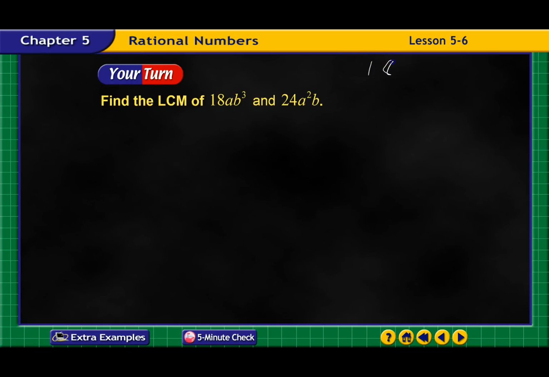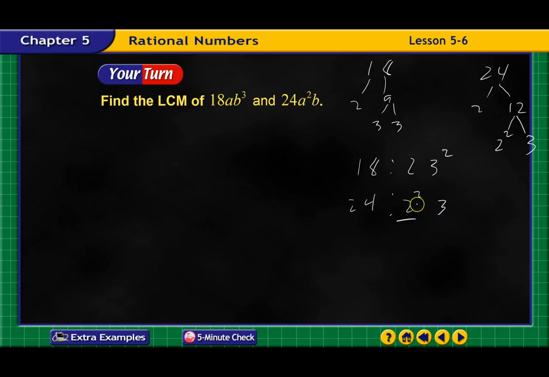Okay, so I'm going to start with 18 and 24, and we're going to prime factor these out. 2 and 9, 3 and 3. I'm going to go 2 and 12. It's going to be 2 squared and 3. So it gives me 3 2's. So 18 is going to be 2 and 3 squared, and 24 is going to be 2 cubed and 3. So my greatest primes are those. So my least common multiple equals 2 cubed times 3 squared, and that equals 72.